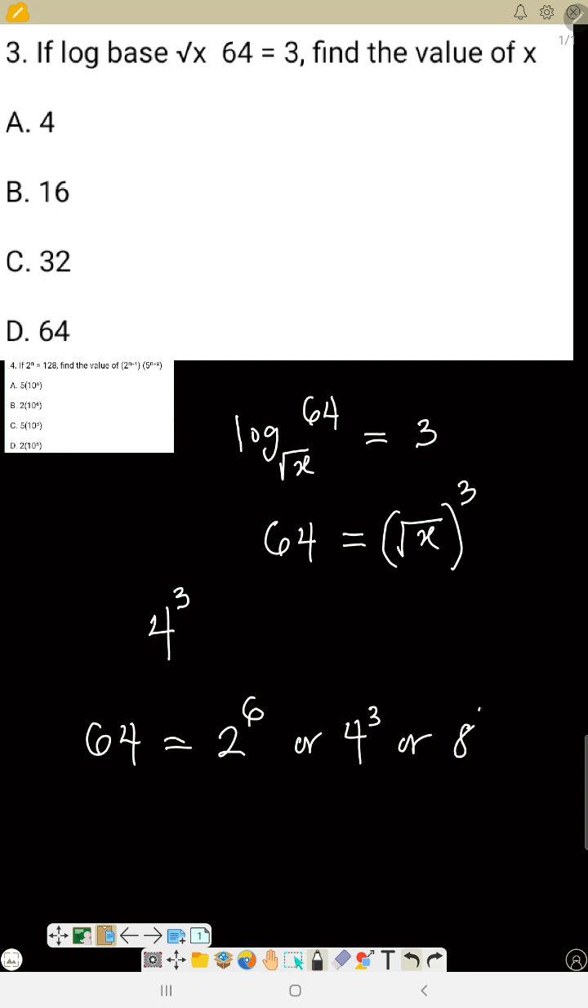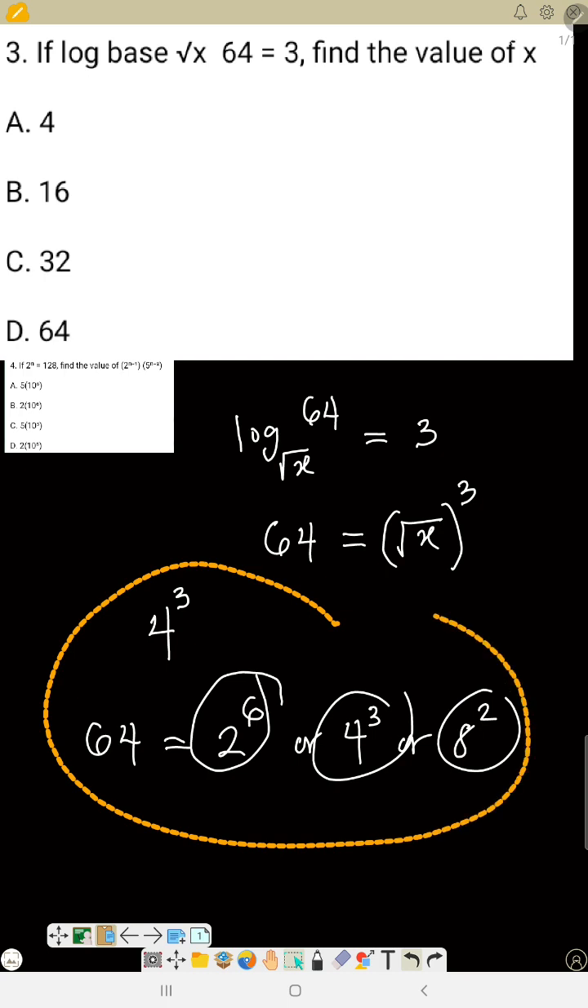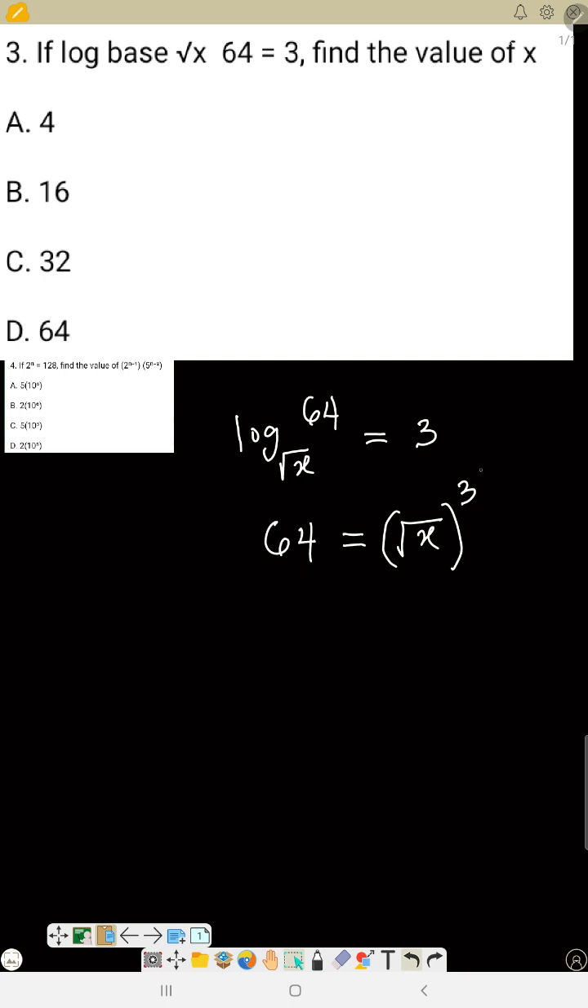or 8 raised to power 2. So any of these will give you 64. So I'm using 4 raised to power 3. Why? Because the power here is also 3. So that's why I'm choosing 4 raised to power 3. Any one can work, but I'm choosing the one that will make it fast. So now you will notice that the powers are equal. So since the powers are equal, the bases will be equal.